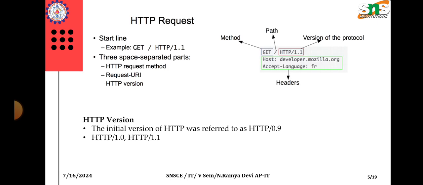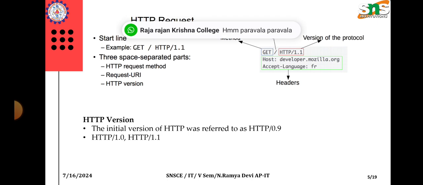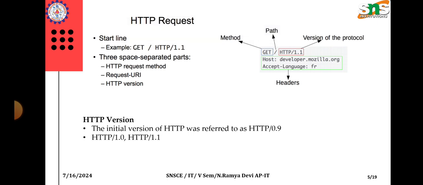Here is the start line, in which we have the HTTP version, HTTP 1.1. It has three space-separated parts: the HTTP request method, the request URI and the HTTP version, that is, the method, path and the version of the protocol. These are the headers. The initial version of HTTP was referred to as HTTP/0.9, and then HTTP 1.0 and 1.1.